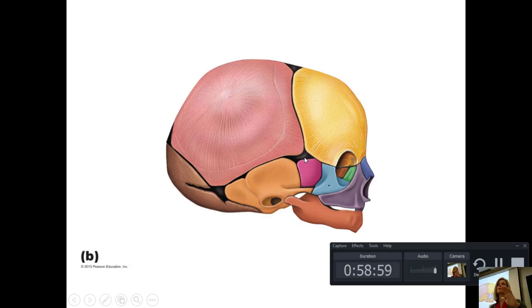Or if you don't like to remember sphenoidal, you could say it's toward the front, so it's anterior, but it's on the side. You could call it the anterolateral fontanelle. And this one back here, instead of calling it the mastoidal fontanelle, you could call it the posterolateral fontanelle. So sphenoidal fontanelle or anterolateral, mastoidal or posterolateral fontanelle.